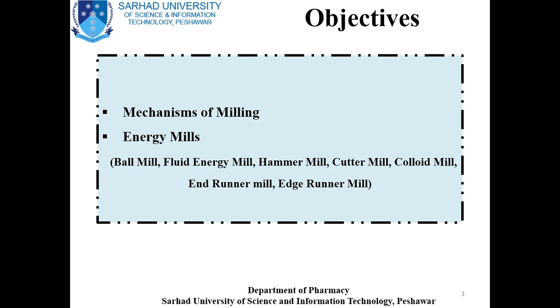The main objectives of today's lecture are to learn about the different mechanisms involved in particle size reduction and different types of energy mill. We will discuss ball mill, fluid energy mill, hammer mill, cutter mill, colloid mill, as well as two other types of mill termed end runner mill and edge runner mill.